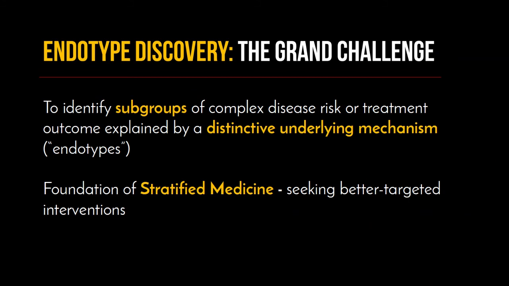So with endotype discovery, what we're trying to do is identify those subgroups of disease based on the natural history of disease or based on what we observe, those symptoms we observe. We're trying to identify those subgroups of complex diseases in order to get better or more targeted treatment and management strategies. And the idea is that those different subtypes or subgroups have some underlying mechanism which is distinctive or causal for those different subtypes. And if we understand the underlying mechanism, then we understand the cause of the disease and we can get better cures. So this is the basis for stratified medicine to get better targeted interventions.